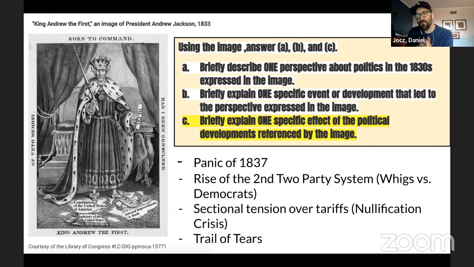The fact that he and his political opponents started to really have fierce debates around some of the topics we've mentioned leads to the growth of the second two-party system, which will be Whigs versus Democrats. The fact that there was division over the views of things like tariffs and the role of the federal government in the states led to the nullification crisis between South Carolina, Andrew Jackson, and of course, John C. Calhoun. And then his ignoring of the Supreme Court case led to the Trail of Tears.